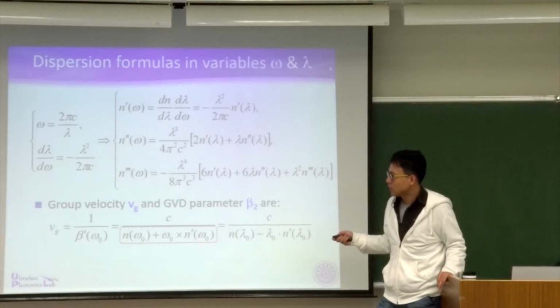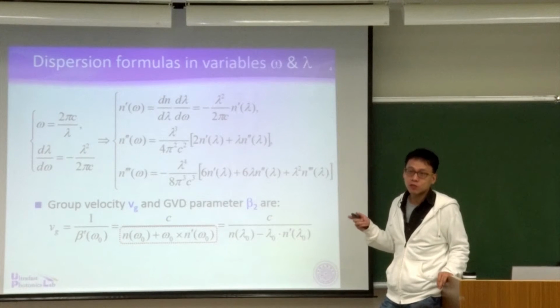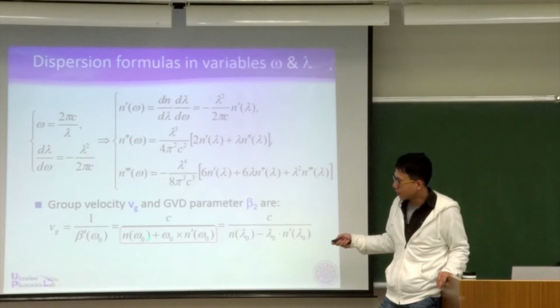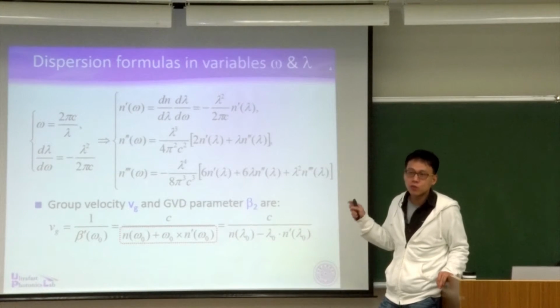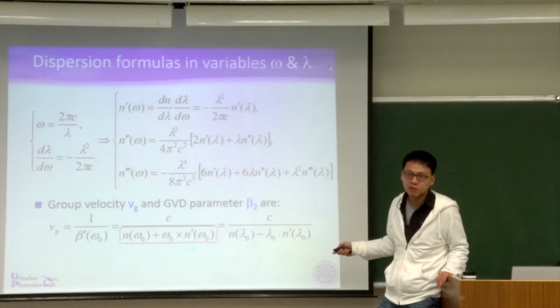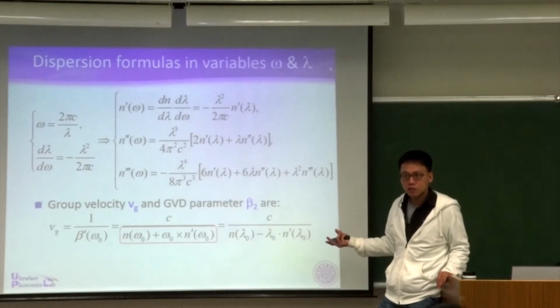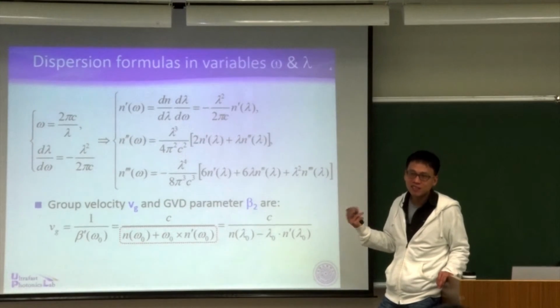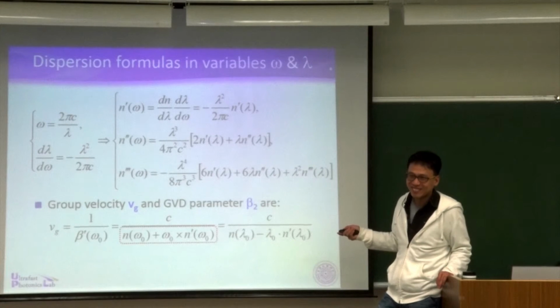And you can see the group index is different from the index. The index here is n of omega 0. The group index is different from the index because of the modification term, right? You have a modification term here. It can be a positive or a negative number, depending on what?